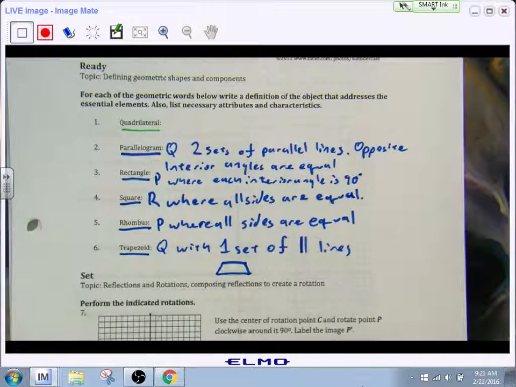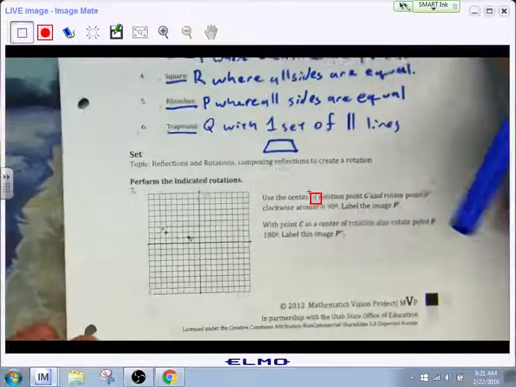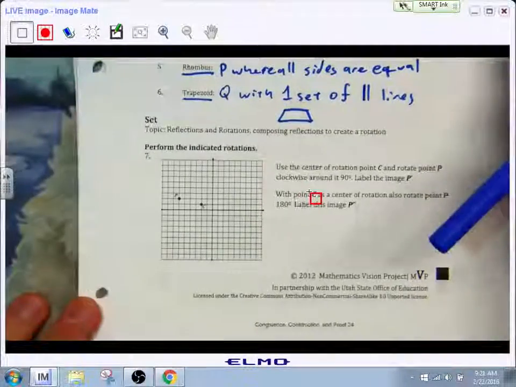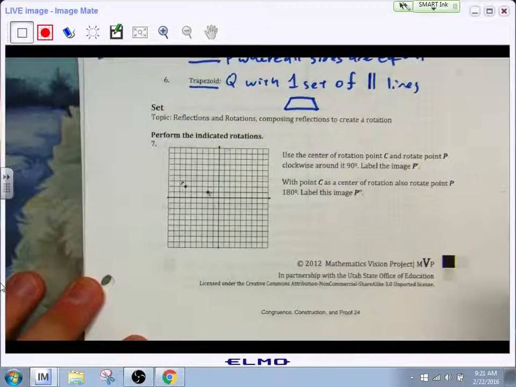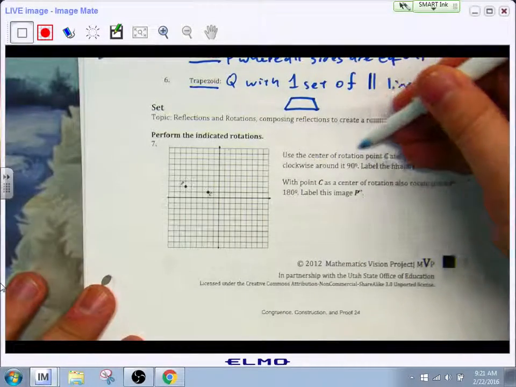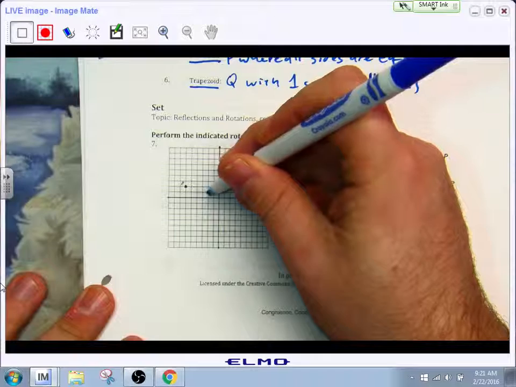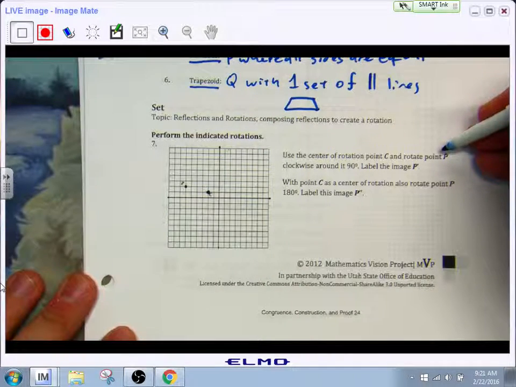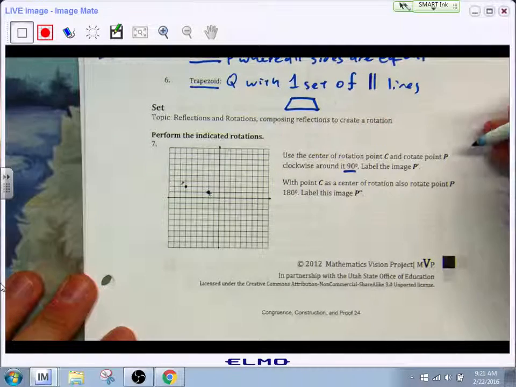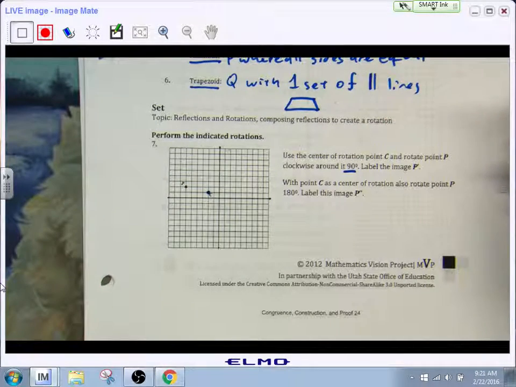Okay, so this is from homework 6.4, and I want to just talk about rotations and reflections with you all real fast. So let's start looking at number 7 here. It says, use the center of rotation point C. So this is going to be the point we're rotating around, and rotate point P clockwise around it 90 degrees and label that point P prime.